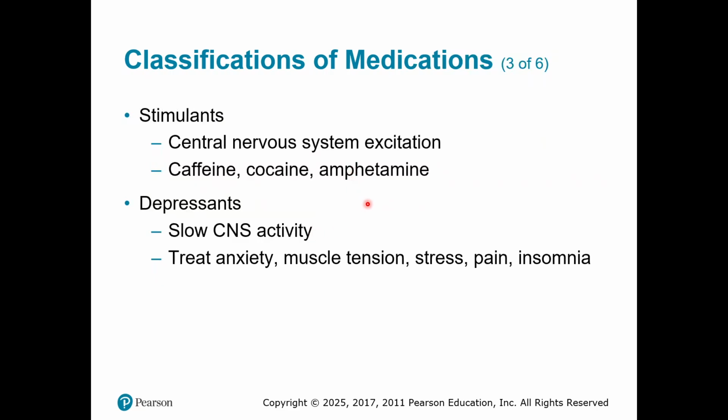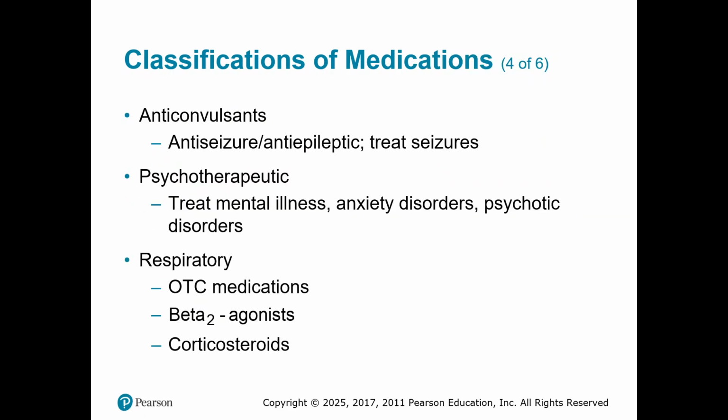Depressants. It's going to slow the CNS, right? It's definitely not going to block the parasympathetic, is it? It's going to increase it. Treat anxiety, muscle tension, stress, pain, and insomnia. Anticonvulsants. All right, these are the ones that stop seizures. Psychotherapeutic. These treat mental illness such as depression, psychotic disorders, anxiety.